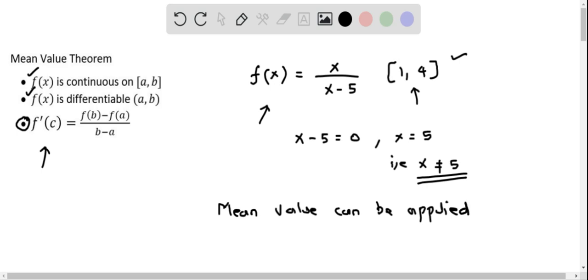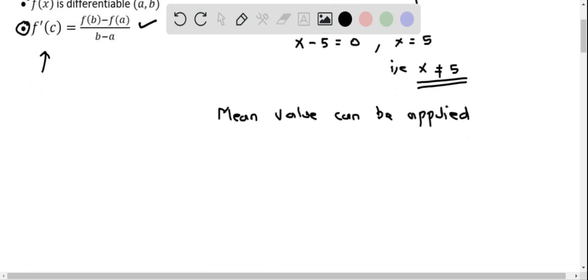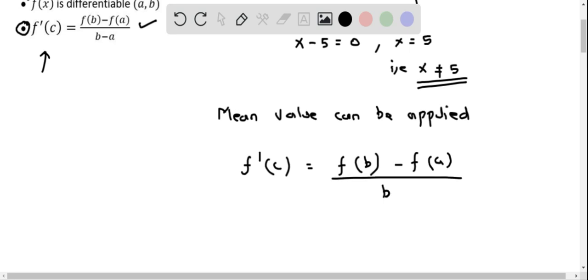This means we can consider this equation, that is, this equation must be true. That is, f prime of c equals f of b minus f of a all over b minus a. So first let's determine this f prime of c. This is basically the derivative of the function when x equals c. So I'm going to use the function f of x, which is given by x over x minus 5.